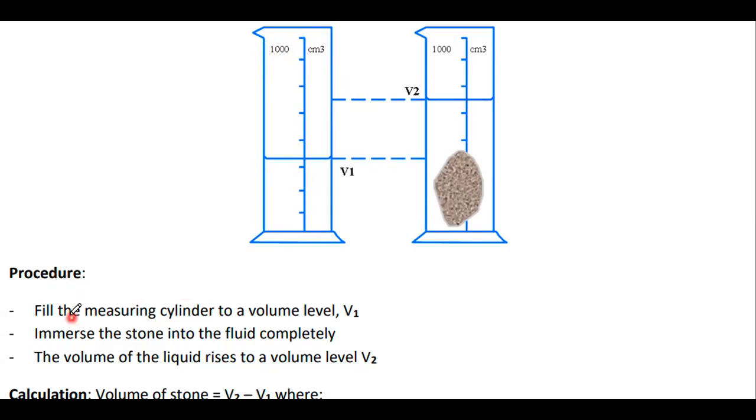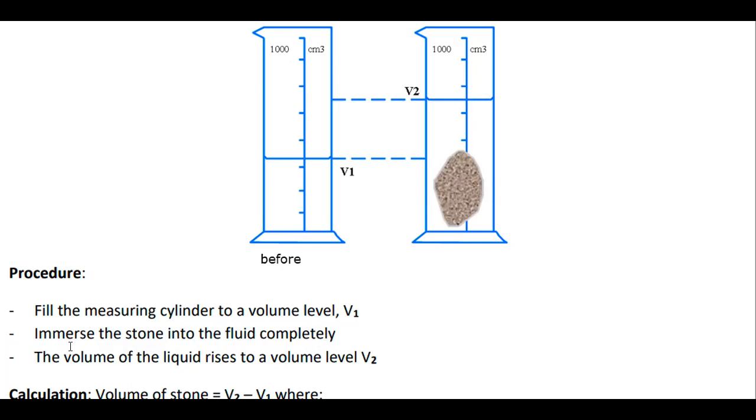So the procedure: you fill the measuring cylinder with water to a level V1. So I filled it, this is V1. I can call this one before or initially. Now, after I fill to level V1, I immerse the stone. I'll now immerse the stone into this cylinder gently until the stone is completely submerged in the water.